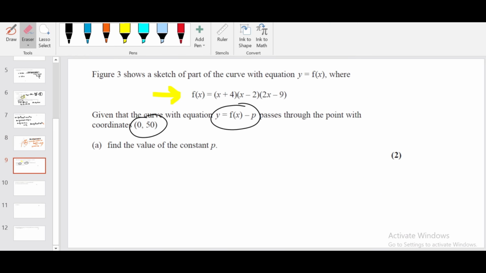It's a 2-mark question. You cannot just write 22 straight away. You will lose marks. You will get 0 marks.